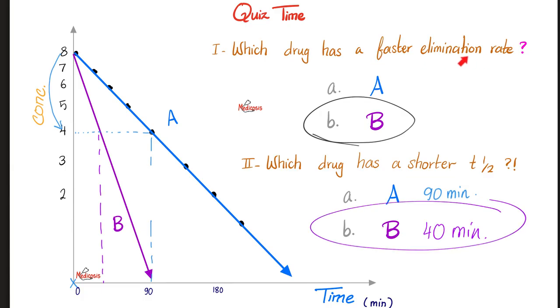Hey, medicoses, are you trying to say that the faster the elimination rate, the shorter the half-life? That's true, which means that there is an inverse correlation between the elimination rate and the half-life. That's exactly right. The faster your elimination, the shorter the half-life is, because you are better at it. You get the drug out of your body faster. You eliminate it quicker in a shorter period of time.